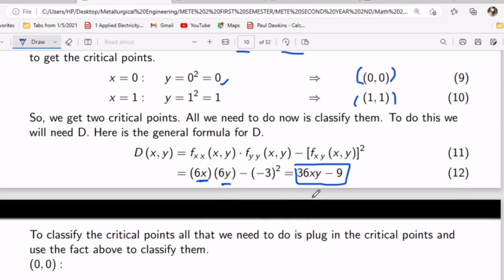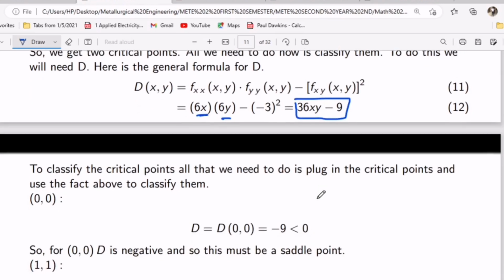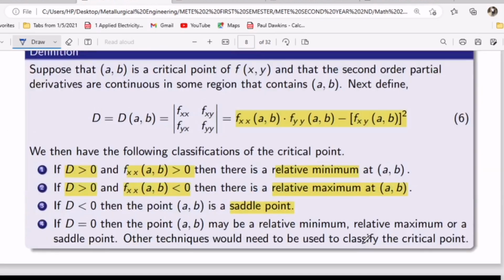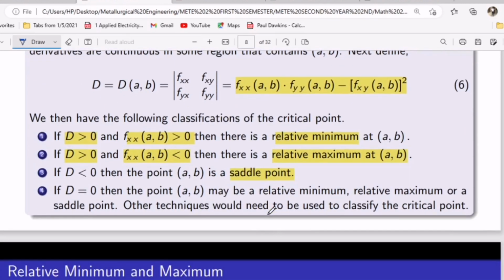So here, let's take the first critical point, which is 0, 0. When you substitute 0, 0 inside, you're going to get negative 9. Negative 9 is less than 0, right? Therefore, the point becomes a saddle point, from what we established here. If D is less than 0, then the point is what? A saddle point. So we have one saddle point.